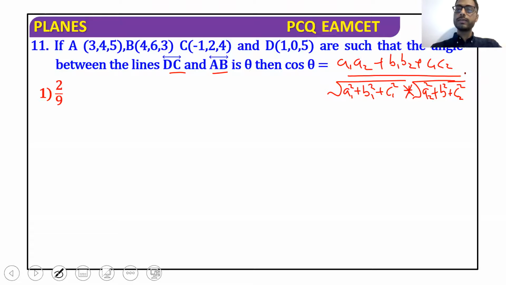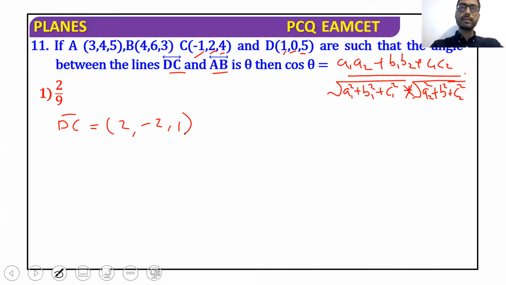Okay, what is the value of A1? In this particular case, it is given as DC bar. So for DC, I can do x2 minus x1. So 1 minus of minus 1, that would be 2. So my direction ratio of DC is 2. Then 0 minus of 2 would be minus 2. 5 minus of 4 would be 1. Therefore, my A1, B1, C1 is 2, minus 2 and 1.